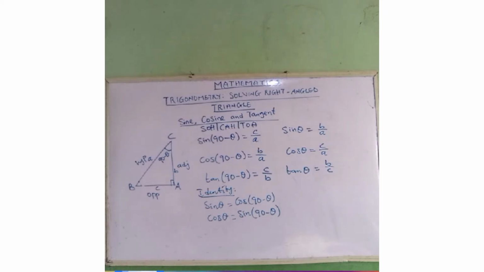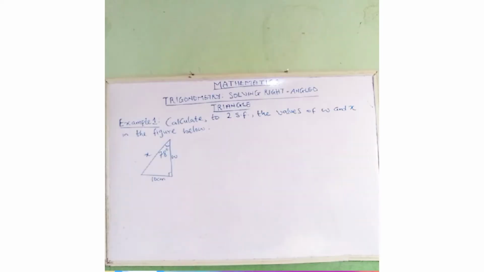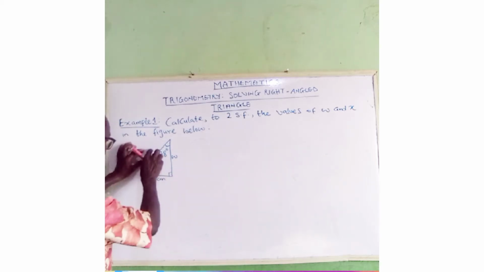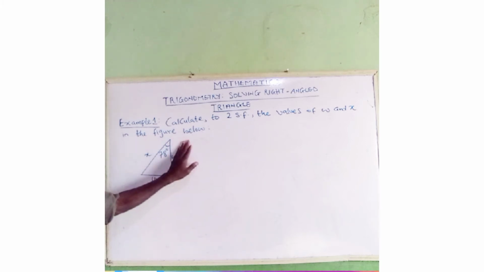Now, let's look at the application of this. Example 1 says calculate to two significant figures the values of W and X in the figure below. So given this right angled triangle with angle 78 degree and a side to be 10 centimeter, I want to find the values of X and W. Now, in order to find the values of X, we assume that W is not present.